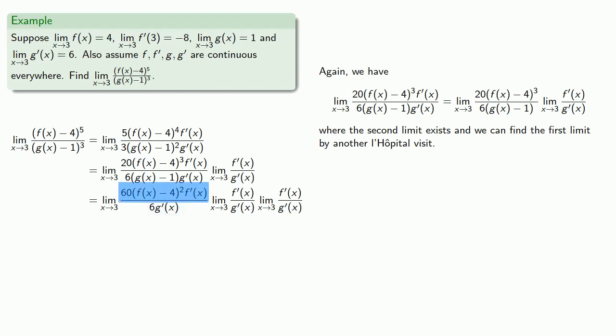Our numerator is going to be 0, and everything else is going to be some real number. And so our limit is going to be the product of 0 times, well, it doesn't really matter what.